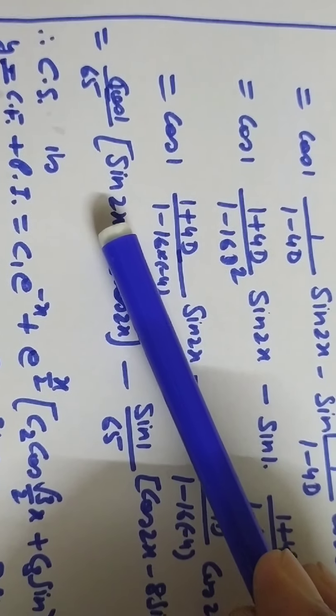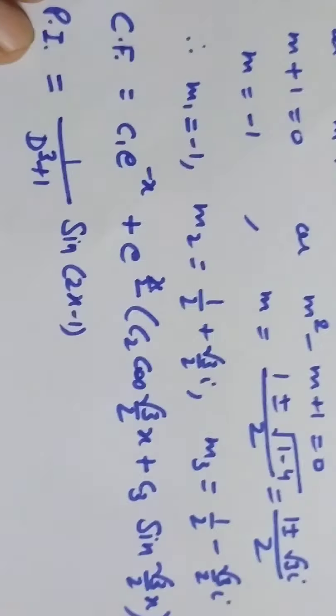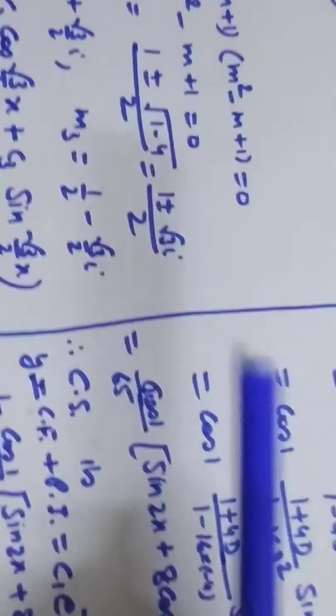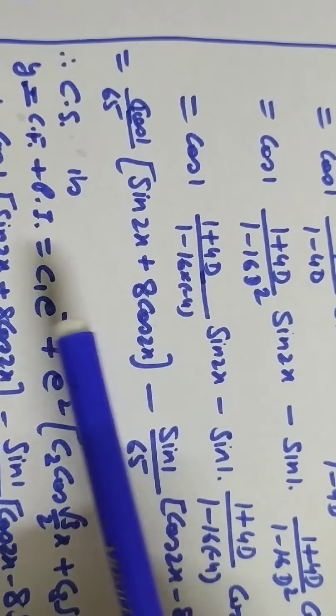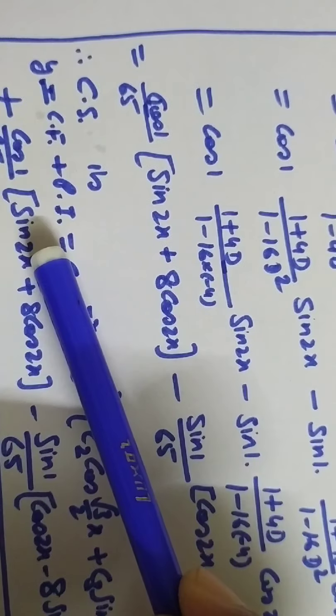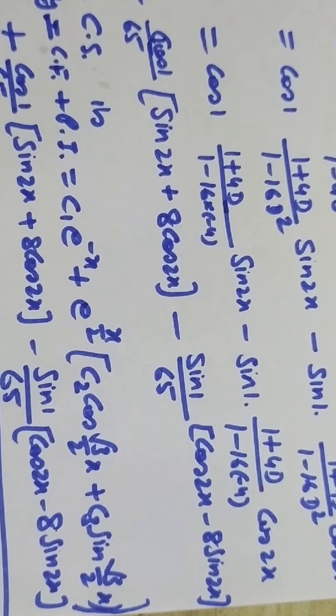Now I have two portions of the solution. One is CF, which is somewhere here, and PI is somewhere here. When you add these two parts, you will get the complete solution. And this is the complete solution of the given differential equation.